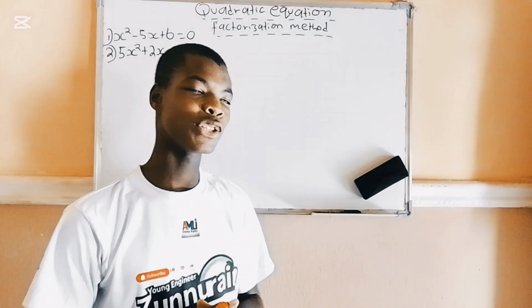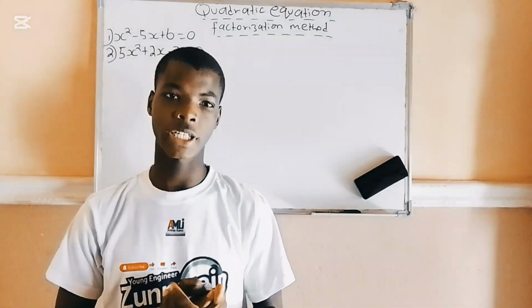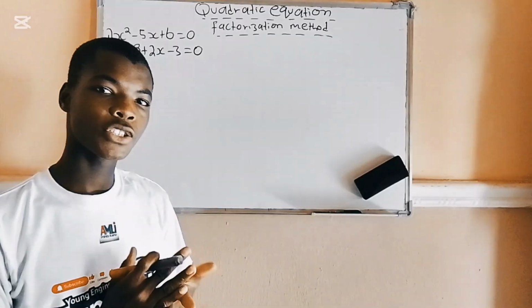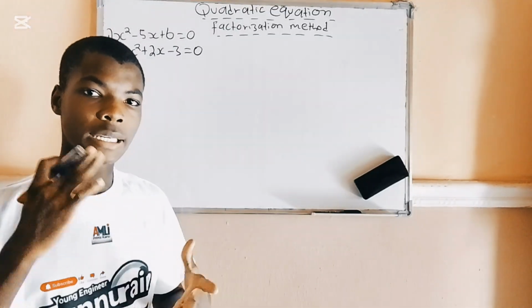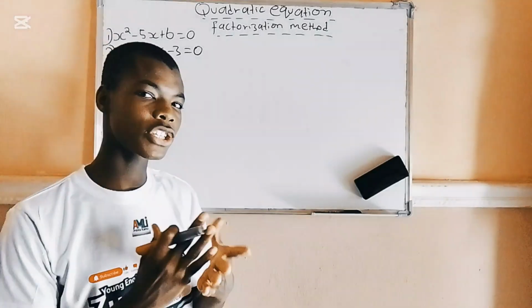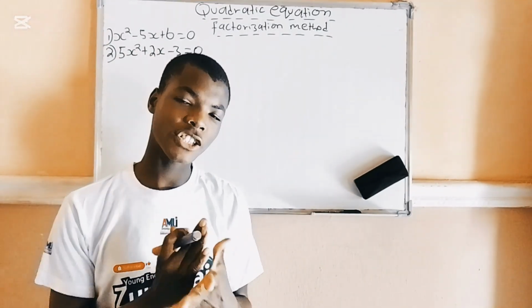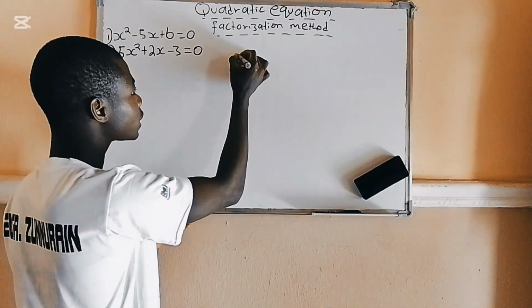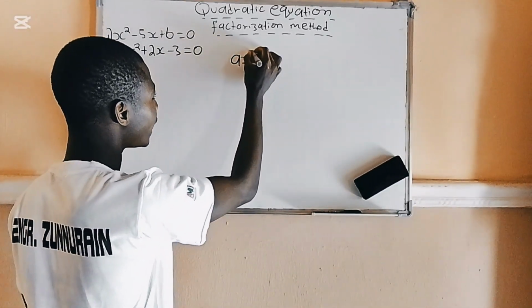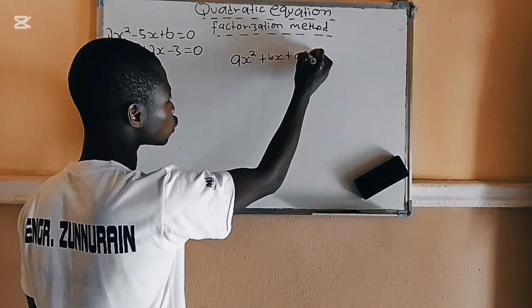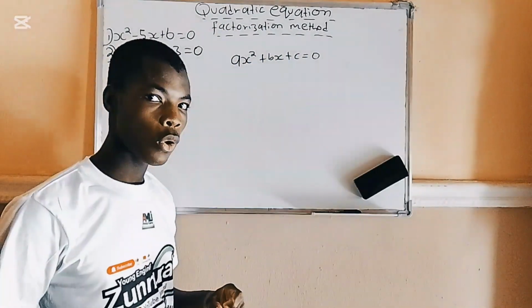Hello, good day viewers. In this tutorial, we are going to see the quadratic equation factorization method. In this video, I will let you know what a quadratic equation is, and then I will show you how to solve a quadratic equation by the method of factorization. Suppose this is the quadratic equation: ax squared plus bx plus c equals 0.